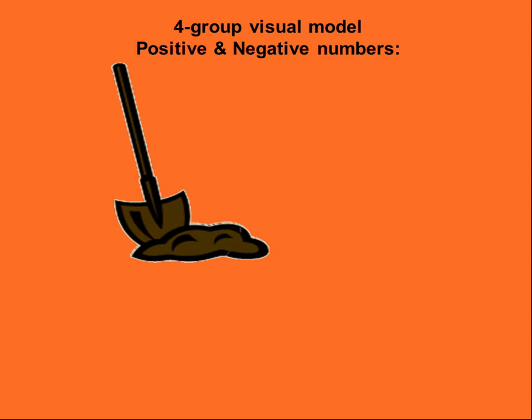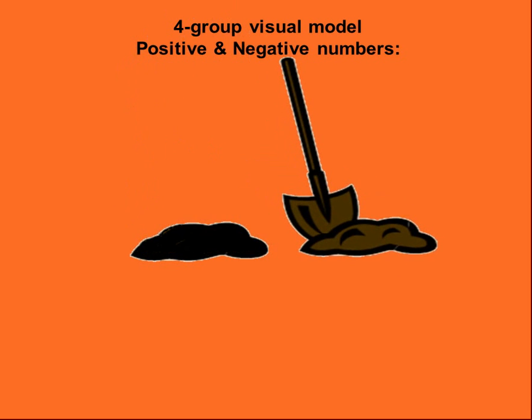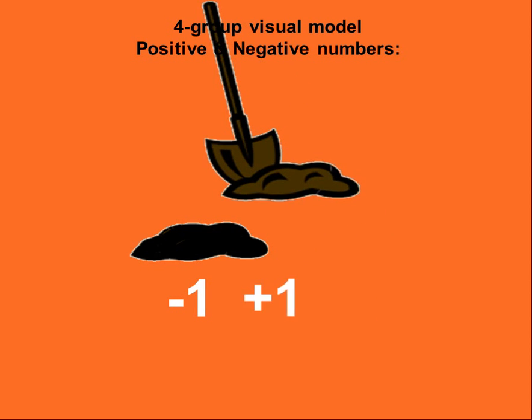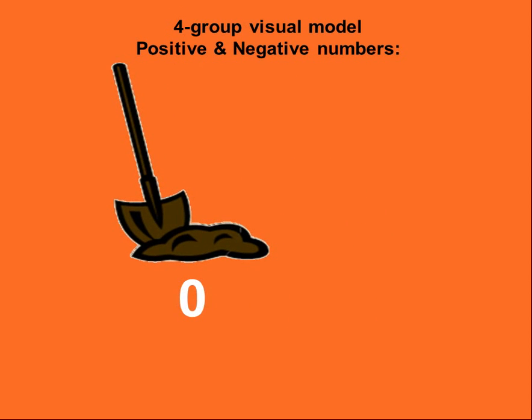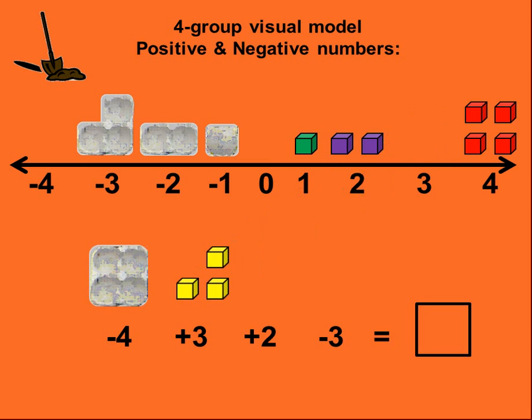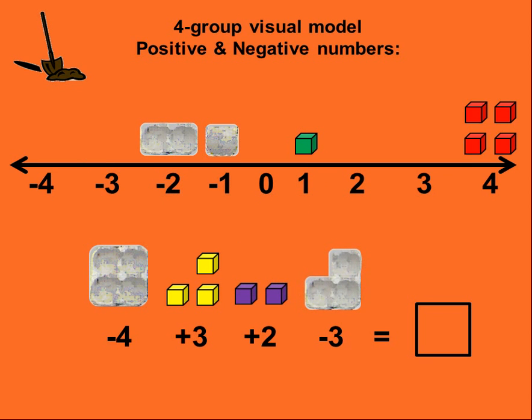This is the 4-group visual model for positive and negative numbers. We teach the kids that when you dig a hole, the hole is -1 and the pile of dirt is +1. When you put the dirt back in the hole, you end up at 0. So we represent an equation with egg cartons for the holes that are cut into the number patterns and cubes for the piles of dirt. So this equation is represented as you see it here.